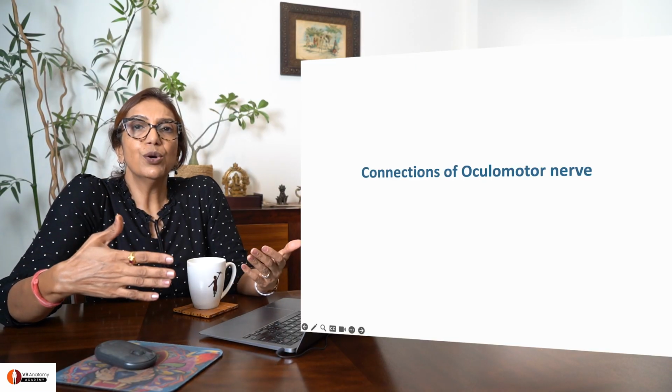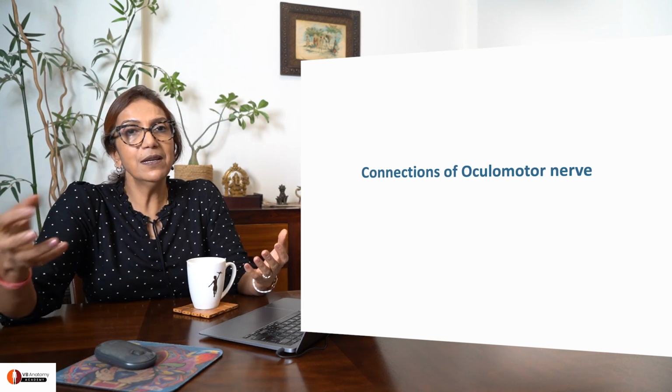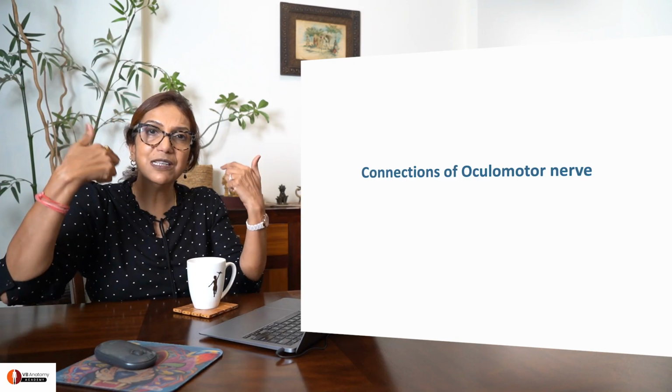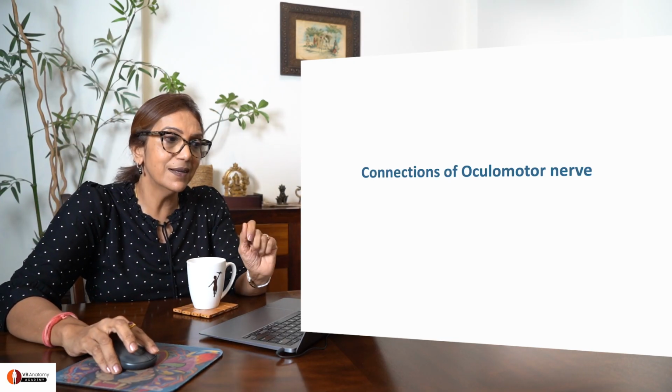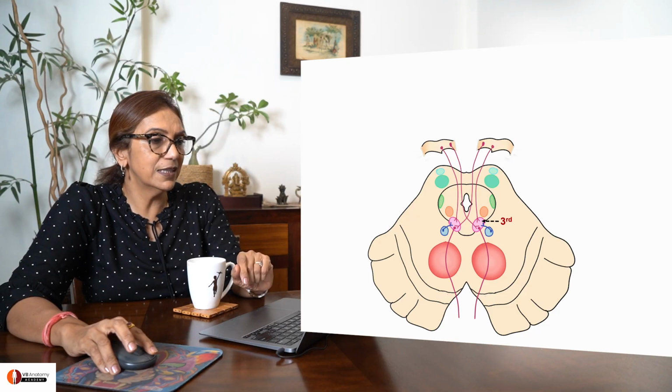So what is this oculomotor nerve connected to? The nerve is giving supply to the muscles of the eyeball. But who is stimulating it to act? Understand that. This is again a section of the midbrain. This is the third nucleus.